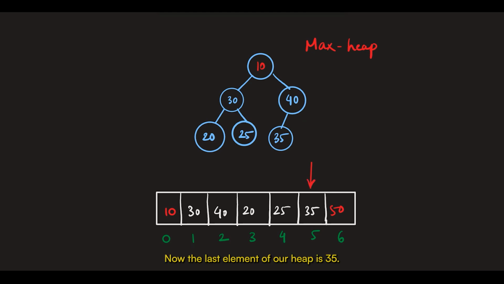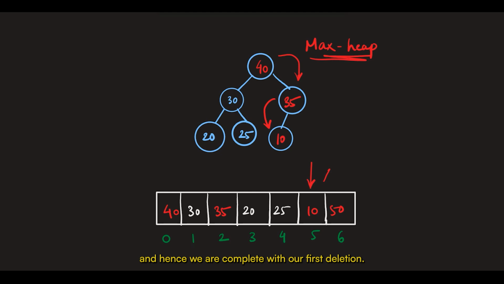Now the last element of our heap is 35, and in the third step we need to bubble this 10 downwards. So we'll replace it with the maximum child so that we follow the max heap property. Again, we see that at node 10 the max heap property is not being followed, so we'll have to bubble it down again. Since it has only one child, we'll replace it with that child, and hence we are complete with our first deletion. And we can see that the max heap property is being followed at every node, be it 40, 35 or 10.